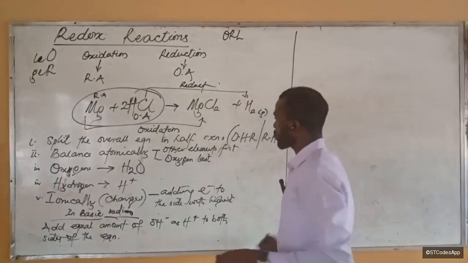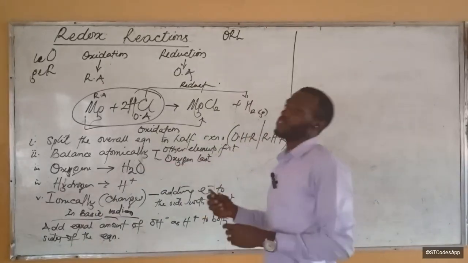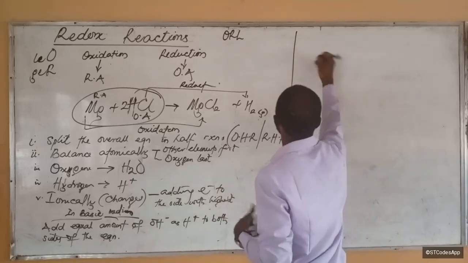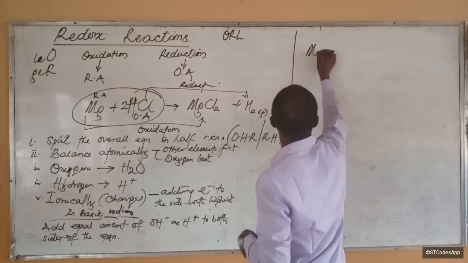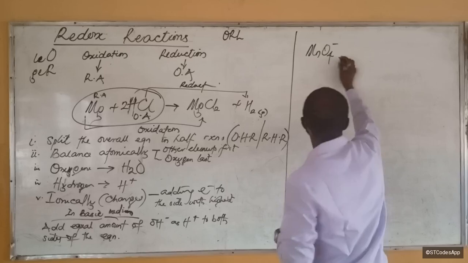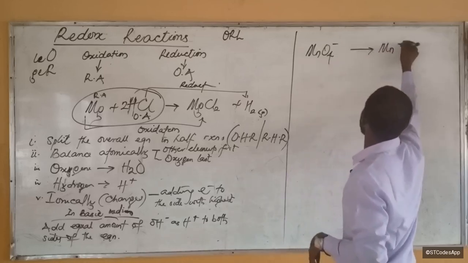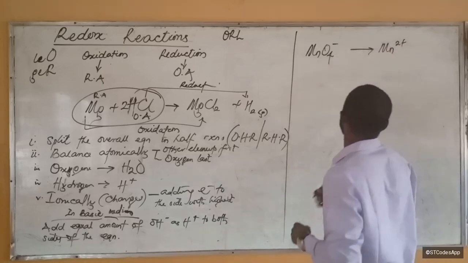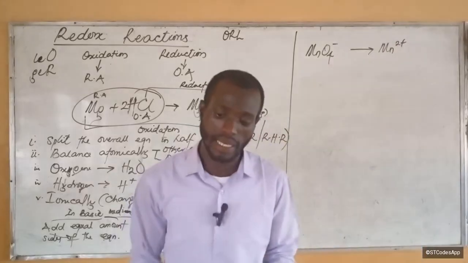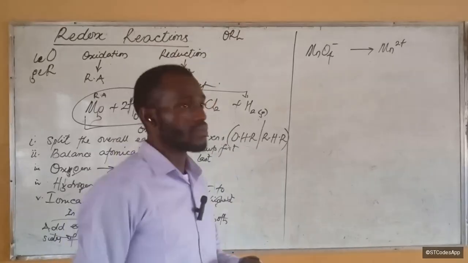So let's say, for example, we have split a reaction into half reactions, and we have something like MnO4 minus to give Mn2 plus. So let's say we are given this half reaction. Now, how do you balance this? How do you balance this?